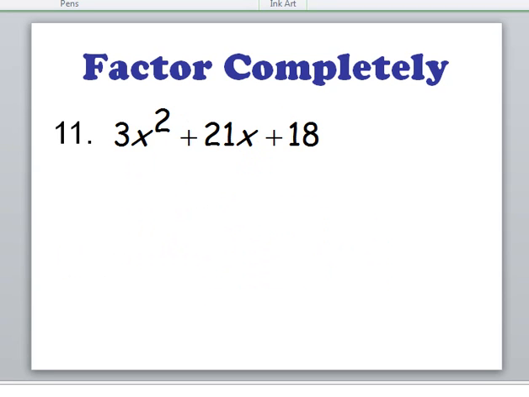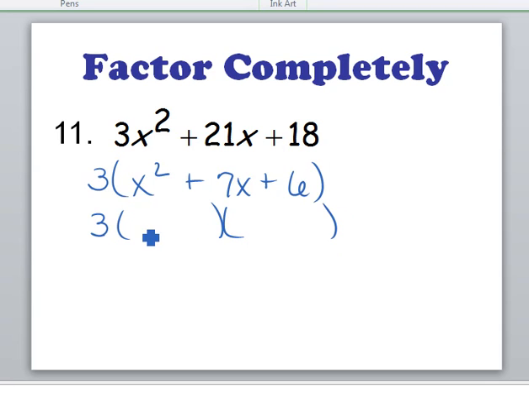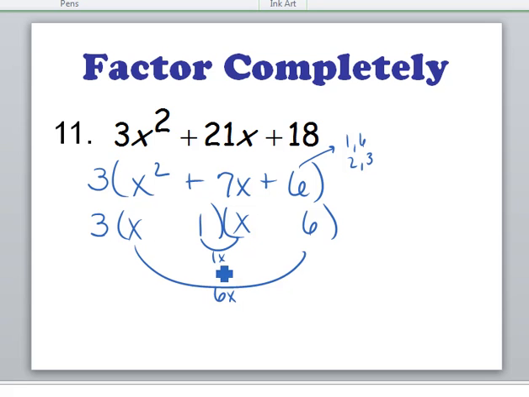On this next problem, I need to go through my steps and say what is the greatest common factor. There is a number that they all share in common, 3. So I'm left with x squared plus 3 times 21 is 7x, 3 times 18 is 6. And then I can break this up into 2 sets of parentheses. So I need factors of 6 that give me 7. These are the two that are going to give me 7. So I'll put x times x and 1 times 6. And we'll check this to make sure it works, which it does. 6x plus 1x is your 7x.